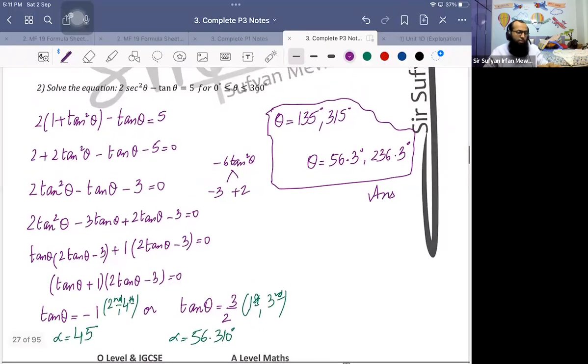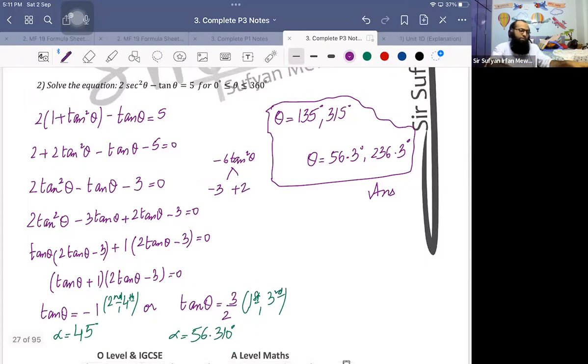So we are done with example number 2. Just let me know if you are clear with it. You can also go back and check that. Checking with tan x whole square minus tan x minus 3: calculating for 135, yes, it's 0; for 315, it's 0; 56.3 is approximately 0; 236.3 is also approximately 0.